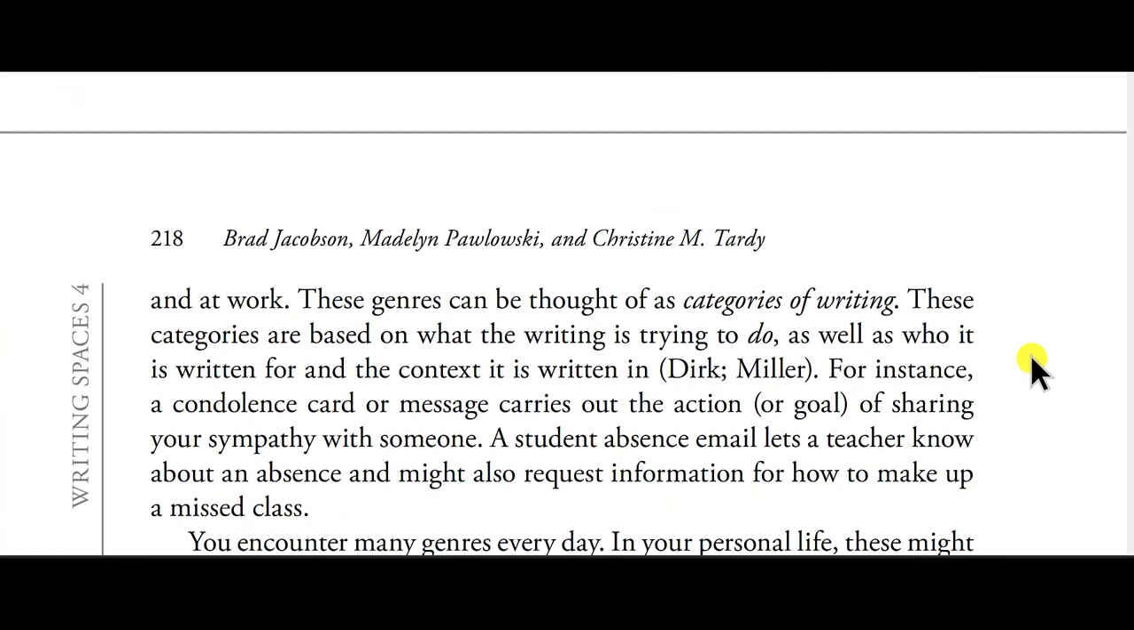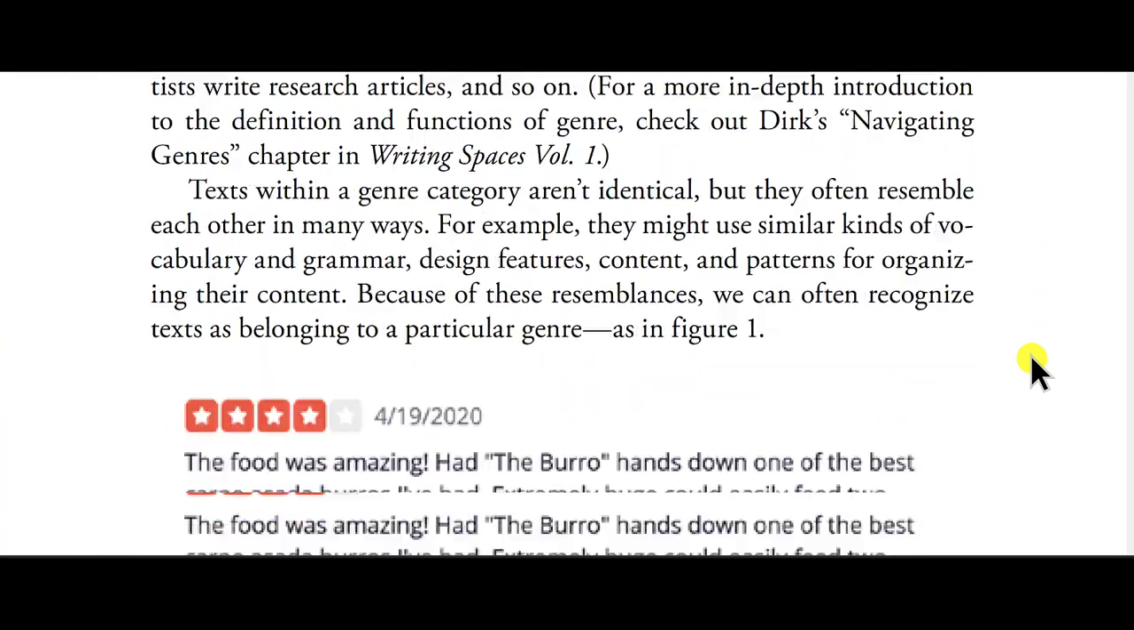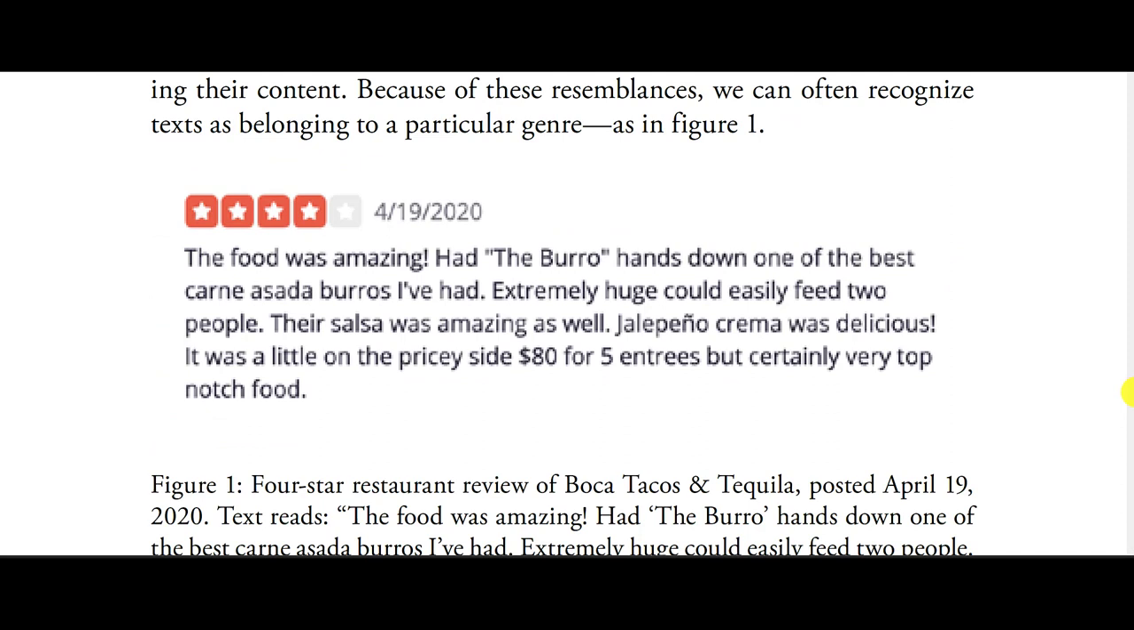In Jacobson et al., they do give an example of a genre that many of us are very familiar with, which would be a review of a business. I know I use these reviews a lot if I'm traveling, and I read what people said about a hotel I might want to stay at. I look at reviews a lot when I'm going to purchase something. Especially if it's expensive, I have a major research project on my hands, and I'll look at reviews in multiple places and so on.